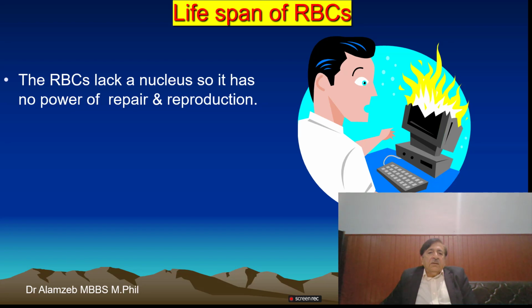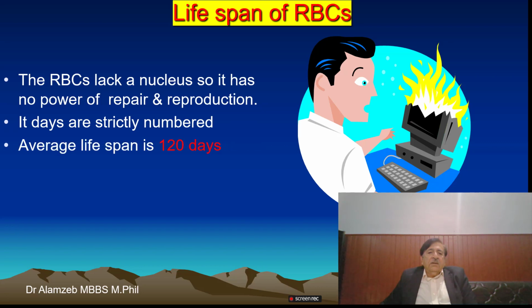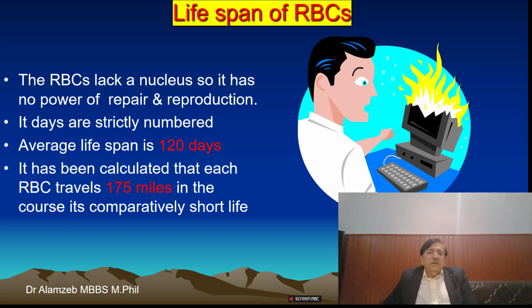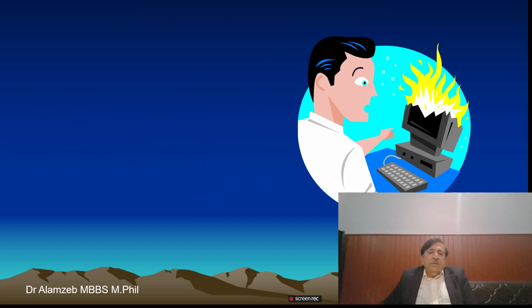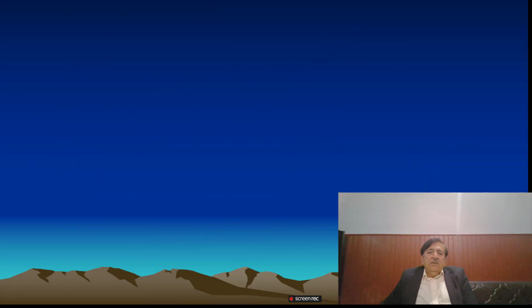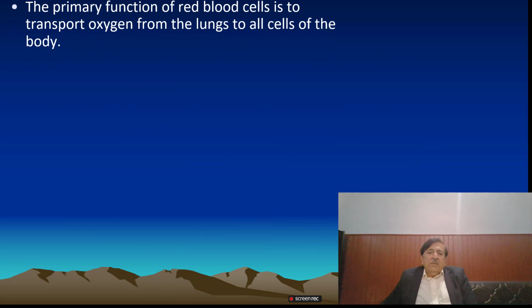Lifespan of RBC. The RBC lacks a nucleus, so it has no power of repair and reproduction. Its days are strictly numbered. Its lifespan is 120 days. It has been calculated that each RBC travels approximately 175 miles in the course of its short life.